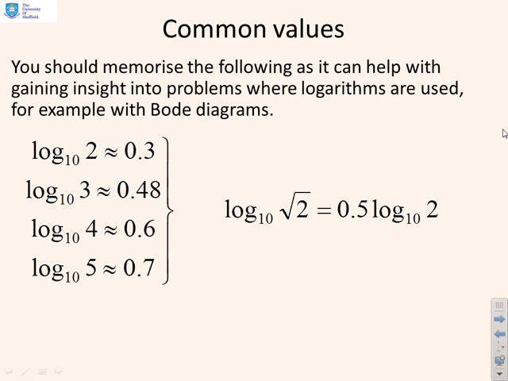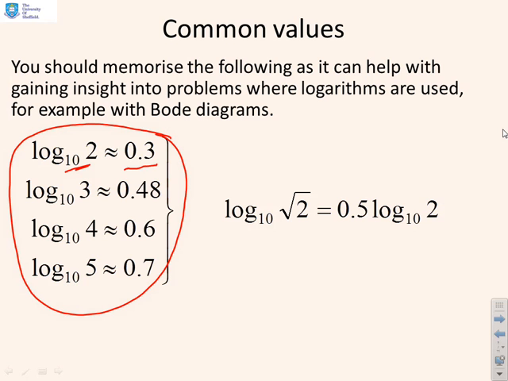Now there are other problems where the academic may expect you to be familiar with simple values like this. It always helps when you're doing logs to know what some of the values are off by heart. So common ones you'll come across: log 10 of 2 is about 0.3, log 10 of 3 is about 0.48, log 10 of 4 is about 0.6, log 10 of 5 is about 0.7. To be honest, if you know those 4, you can probably do anything that you're going to need.